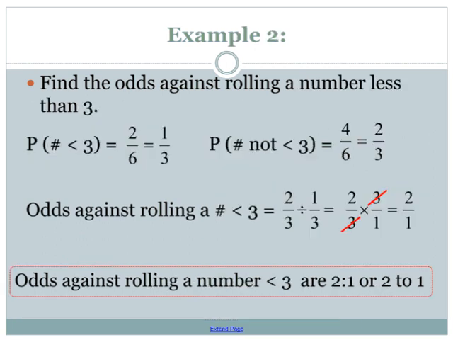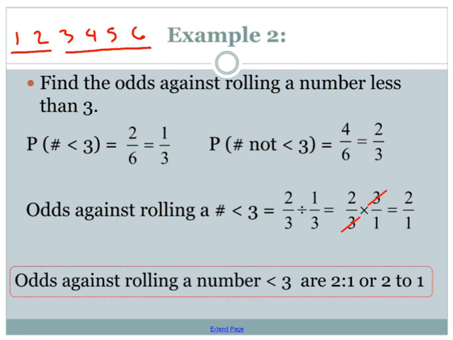Okay, let's look at a couple more. Find the odds against rolling a number less than 3. Well, there's 2 numbers that are less than 3, right? Because if you think about 1, 2, 3, 4, 5, 6, we have 2 numbers that are less than 3, and we have 4 numbers that are greater than or equal to 3.